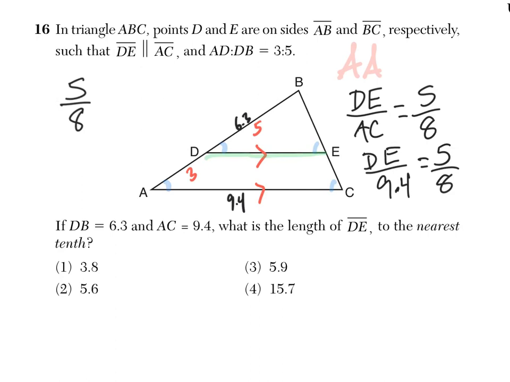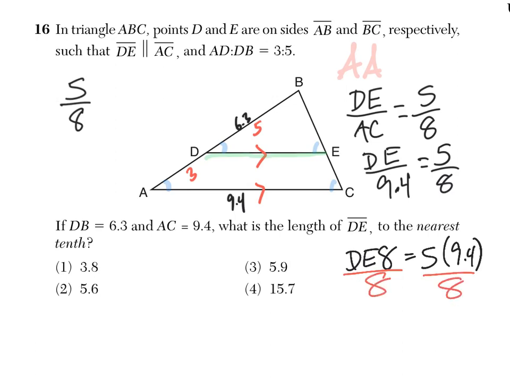And so what we're going to need to do now is, of course, cross multiply. So DE times 8 is DE 8. And when we multiply 5 times 9.4, we're going to get this. We're going to need to next isolate DE. And to do that, we're going to simply divide both sides by 8.